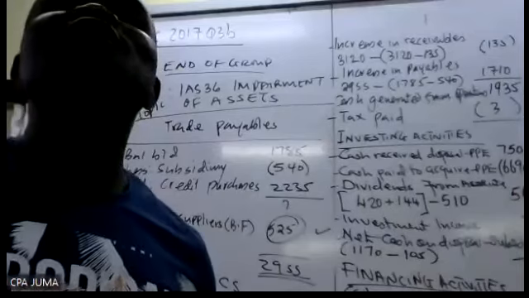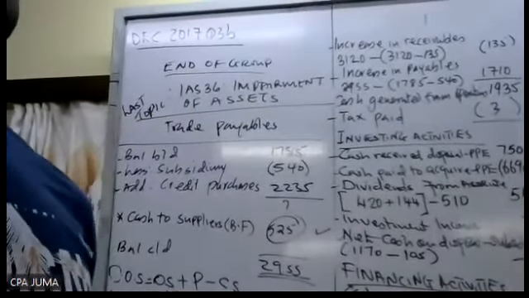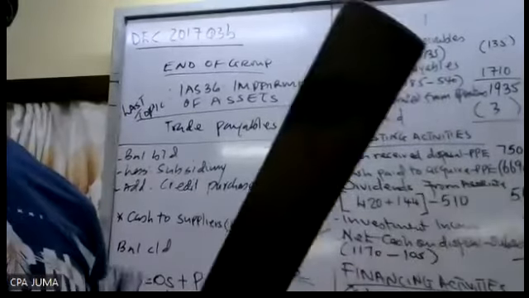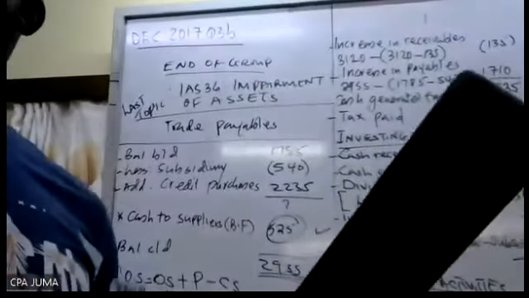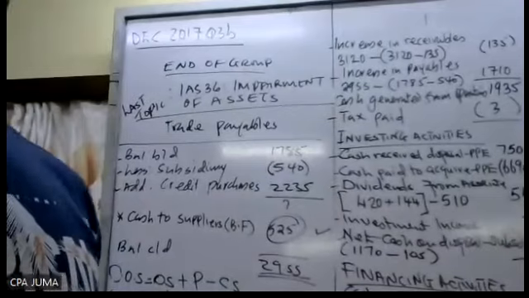Impairment. Let's come for those 3 classes. Monday, Tuesday, and Saturday. Then Sunday again. So Sunday is the last class. Sunday is the last class on 24th. After that, you will not see me in class again.